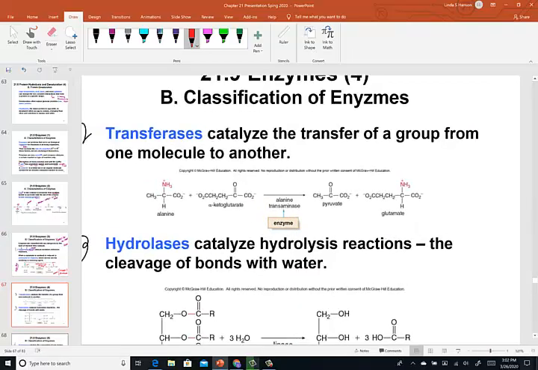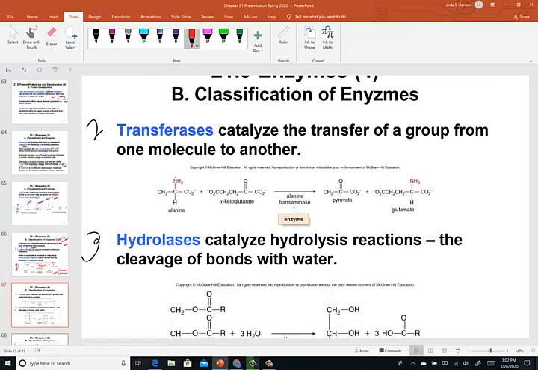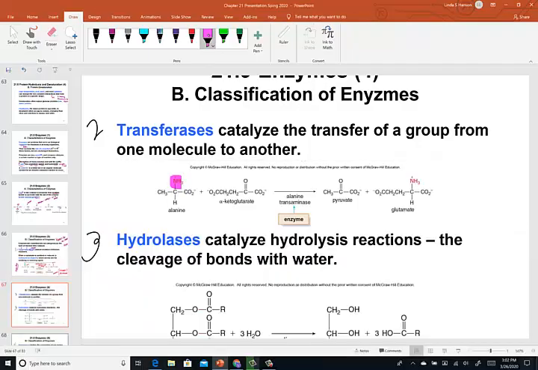Let's look at the second one. The second is a transferase. Transferase. What does that word mean for you? Well, it transfers a group from one molecule to another. So let's look at an example of a type of transferase. In the first example, here I have an alanine. Alanine NH3+. It has a methyl group, a carboxylic acid group, and an H.